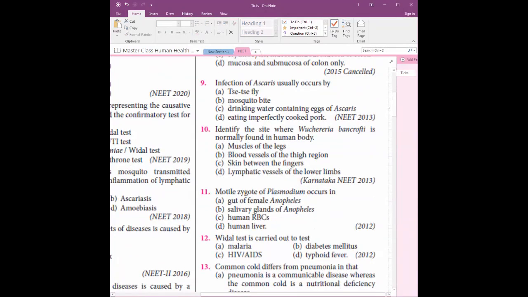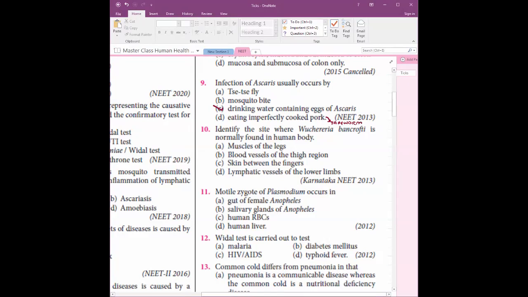Infection of Ascaris usually occurs by, very simple, guys, very simple. Yes, very nice. Everybody is giving me the right answer. Drinking water containing eggs. But now, guys, if we are talking about eating imperfectly cooked pork, can anybody tell me what this is going to result in? Very nice. Parnavi has given me the right answer. Remember, this is going to result in tapeworm infection. This is a major cause of tapeworm infection, guys. So keep this in your minds.